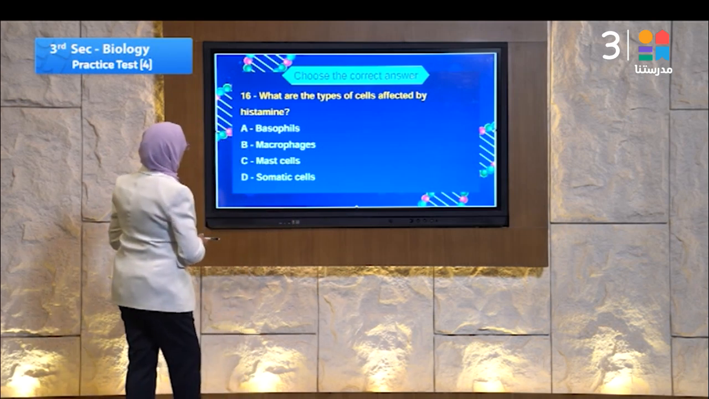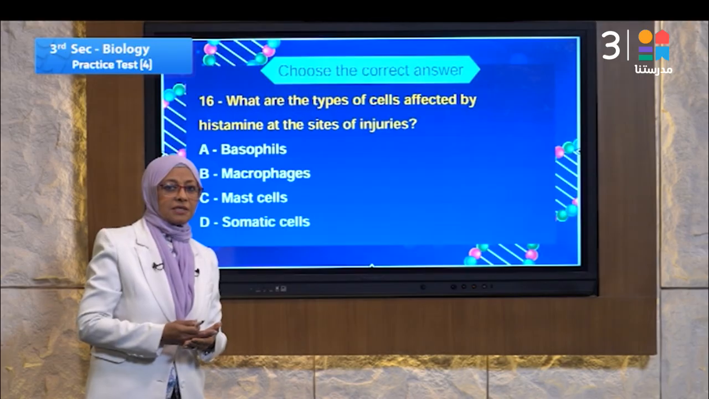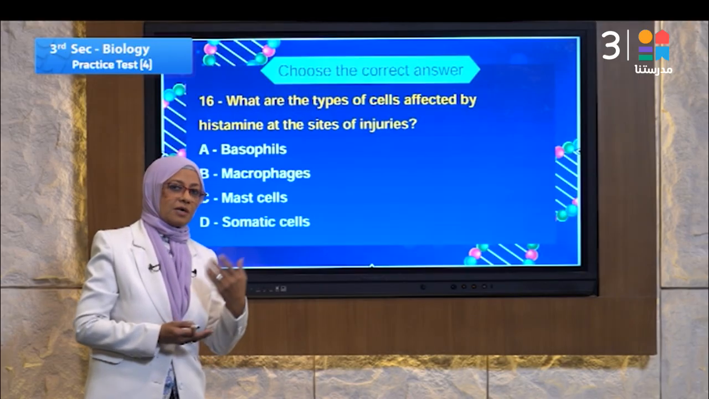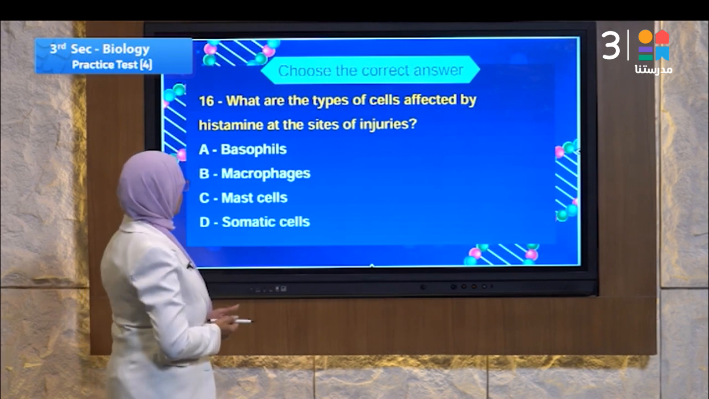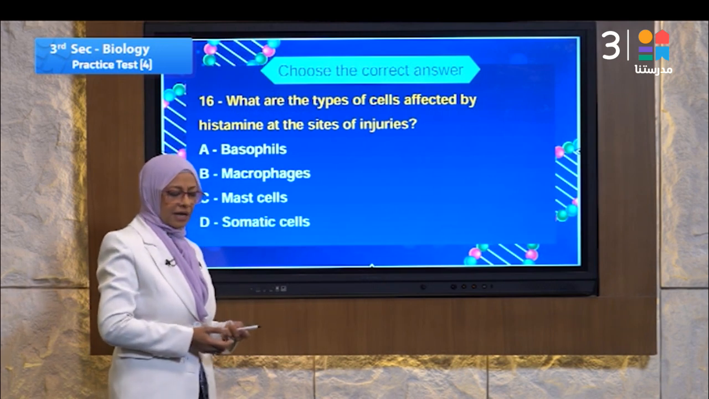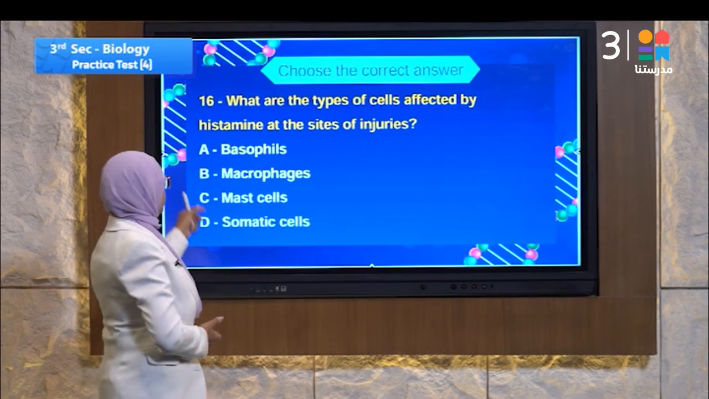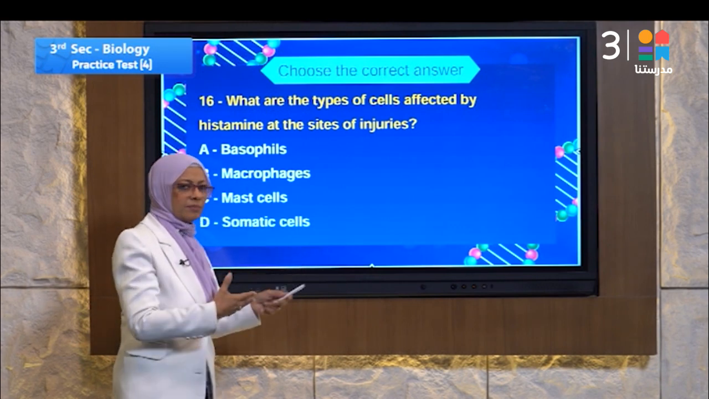Let's go to question number 16. What are the types of cells affected by histamine at the site of injuries? Site of injuries means the attack of microbes from the outside. Which of them, from the outside, are affected by histamine? The first one is basophil. It's inside the body in the bloodstream.